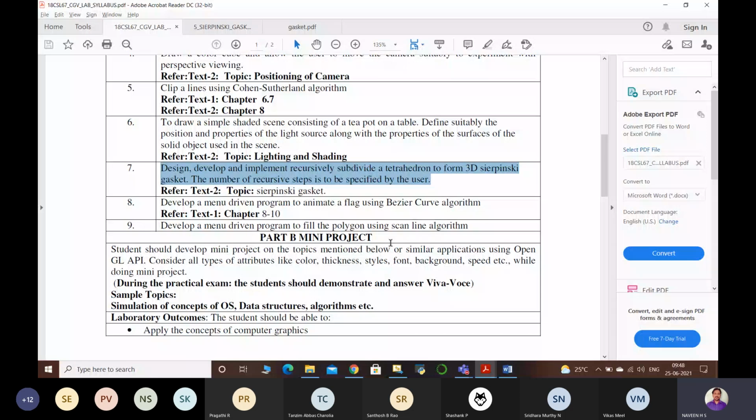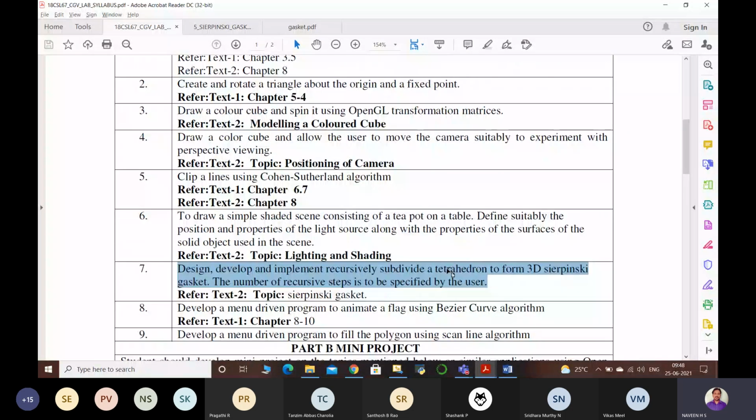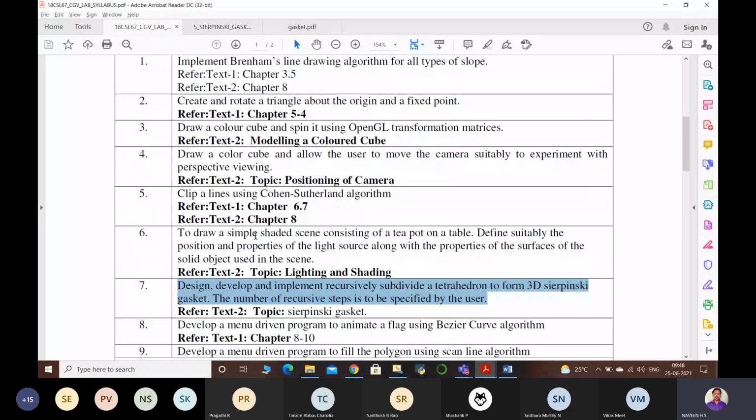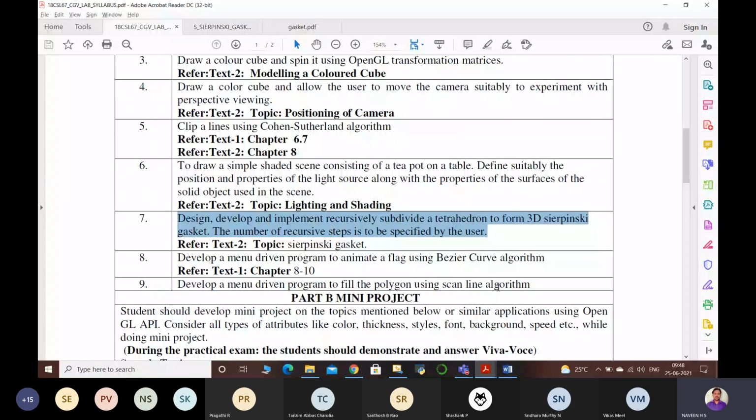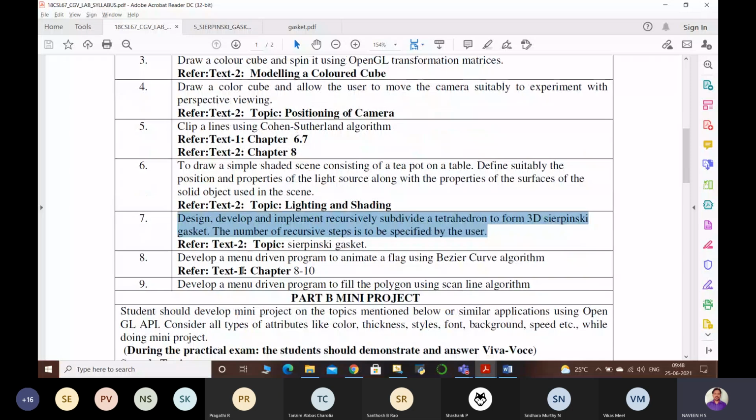So program number 7. According to your syllabus, we have done Bresenham line drawing, rotation of a triangle, next, the Cohen-Sutherland algorithm, and the polygon scan line fill algorithm. 4 programs we have done: 1, 2, 5 and 9. So we have finished. Now we'll move on to the next program, that is program number 7.